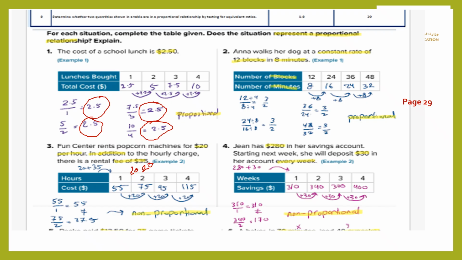Now you check this: 55 divided by 1, first one. Second one, 75 divided by 2. You will get 37.5. You see, the first division you got 55, the second division you got 37.5, which means non-proportional. No need to do the other divisions. When you find two values that are different, you can directly write they are not proportional. This also the same way, proceed, non-proportional.